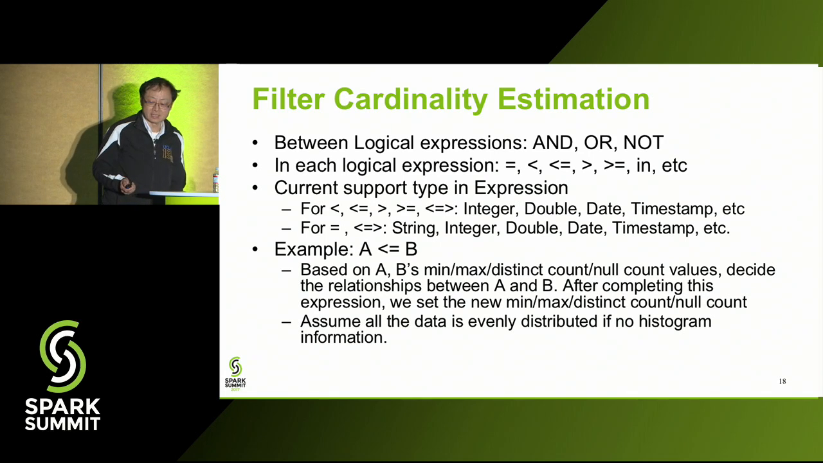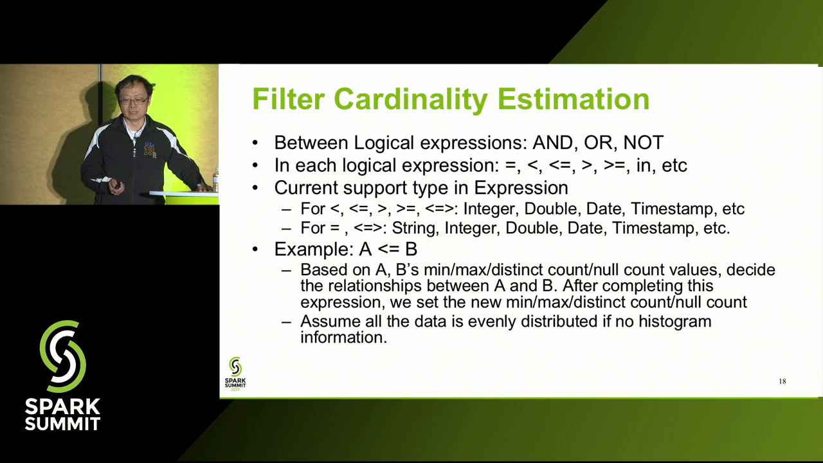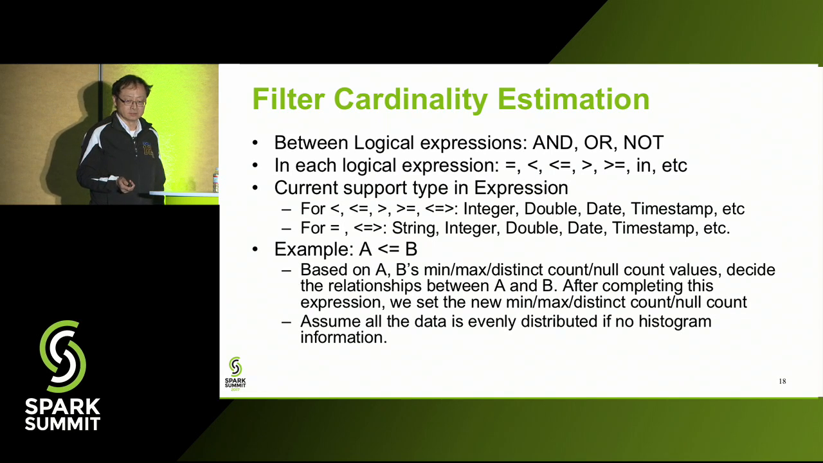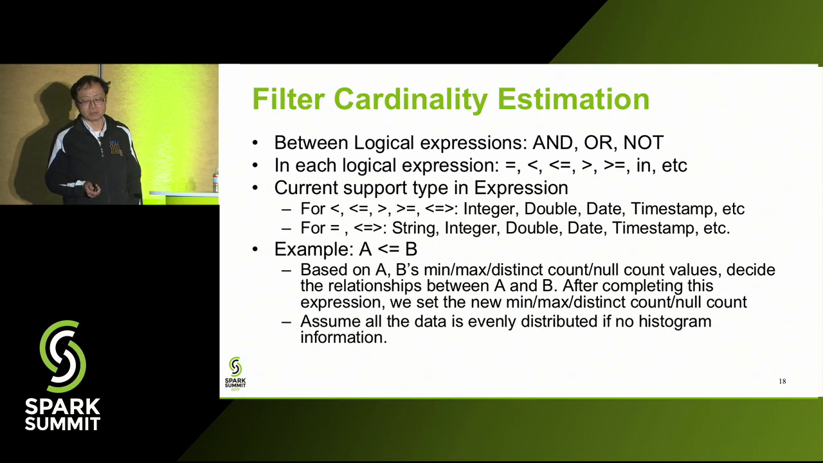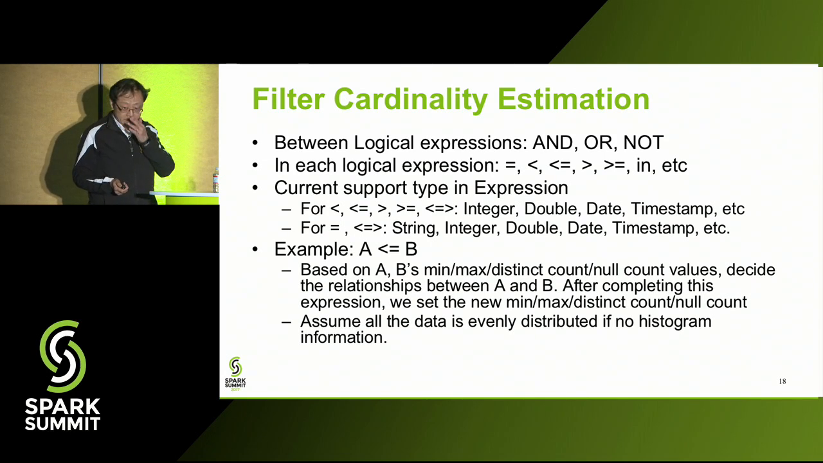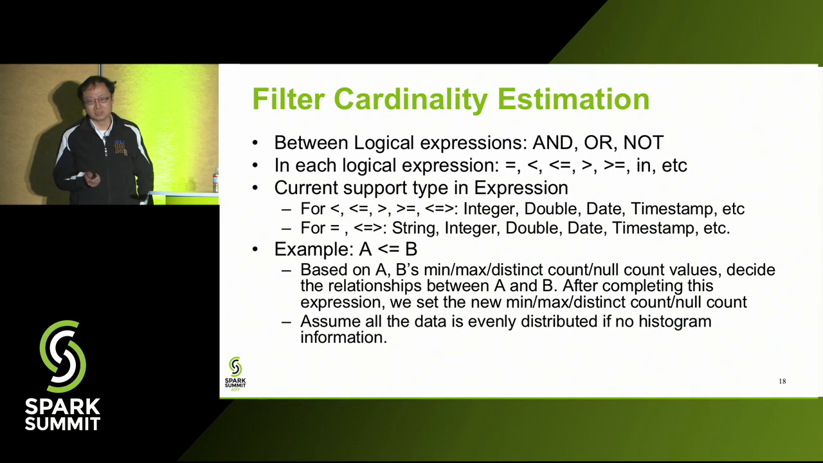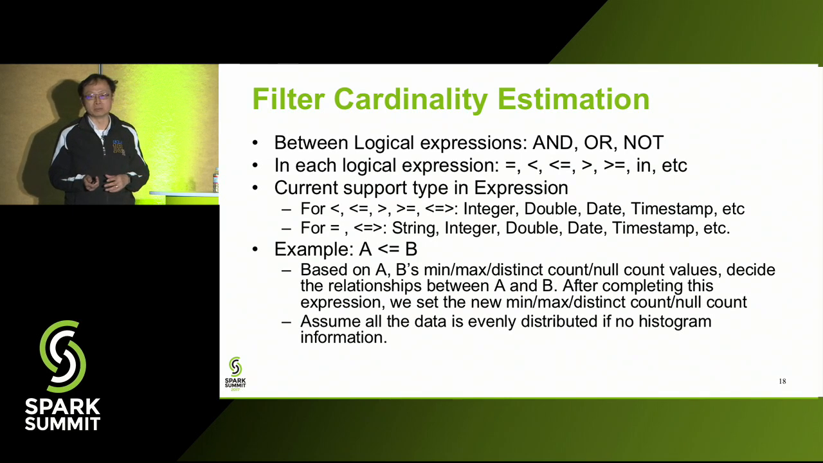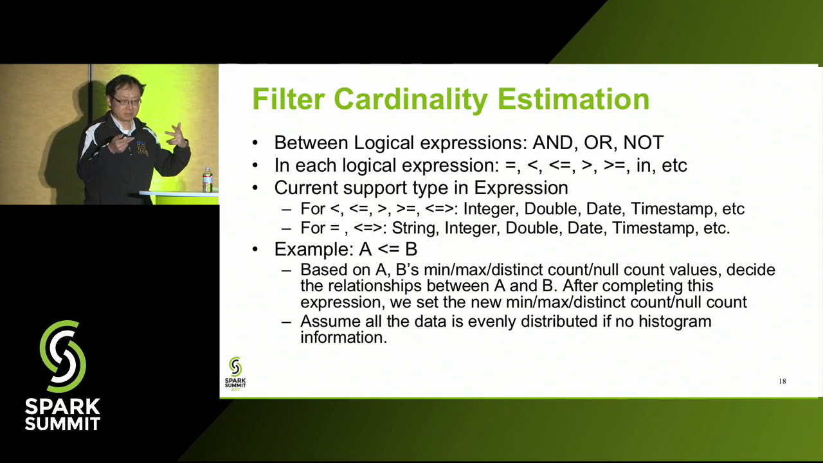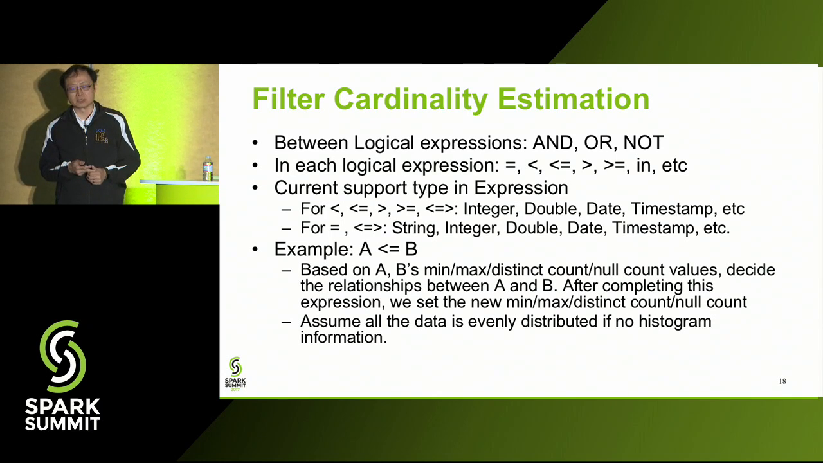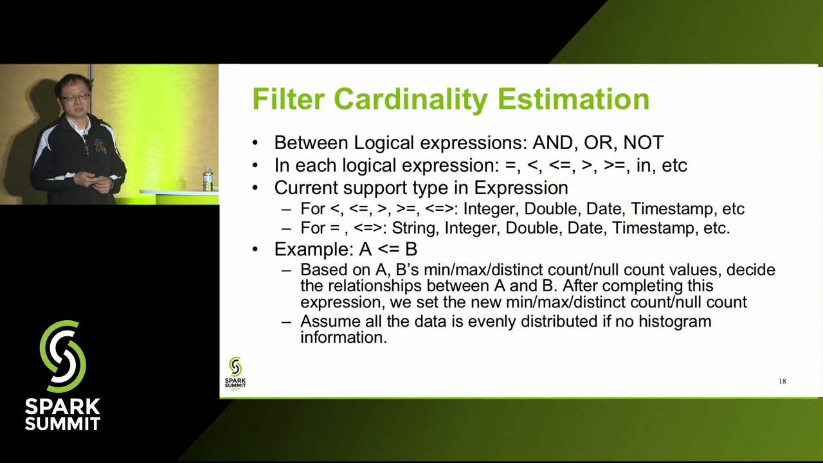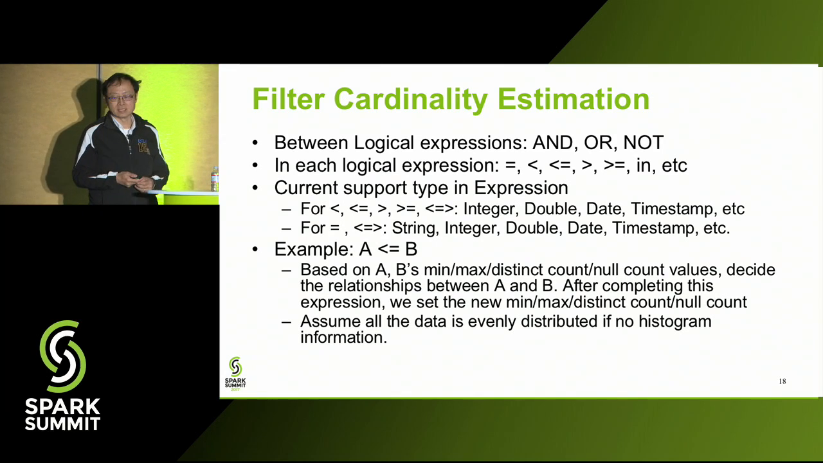And as you know, there are several operators. In today's talk, I will just talk about how we estimate the cardinality for the two most complex and interesting operators, which are the filter and the join. As you know, a filter condition is usually a compound logical expression. Usually you have AND, OR, and NOT logical operators, and they link multiple single logical expressions. And in each single logical expression, there's a comparison operator like equal, less than, greater than, etc.